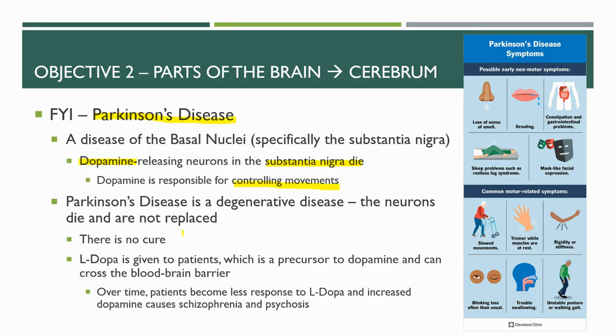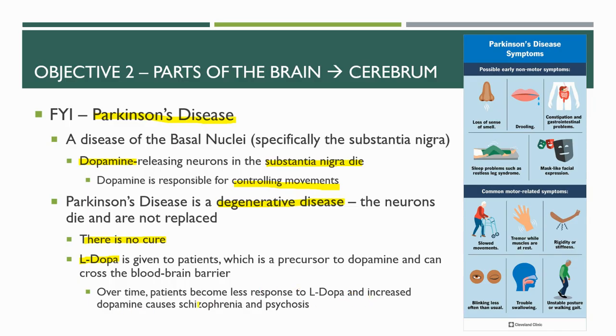It's a degenerative disease, so it just continues to break down over time. As those neurons die, they're never replaced, and so it progresses as more and more of those neurons die, the greater the symptoms that you're going to see. So there is no cure. There are medications that can be taken. They give a substance called L-Dopa. It kind of helps to increase the dopamine. It's able to cross the blood-brain barrier, but over time the patient stops responding to them.